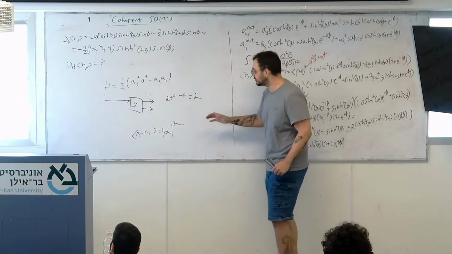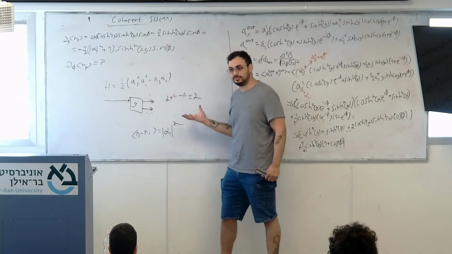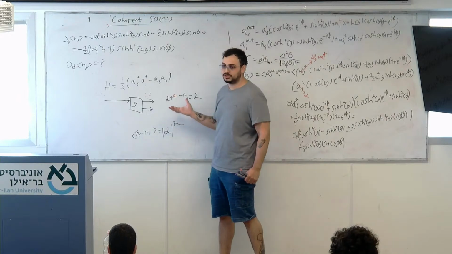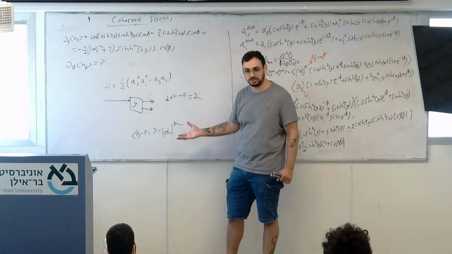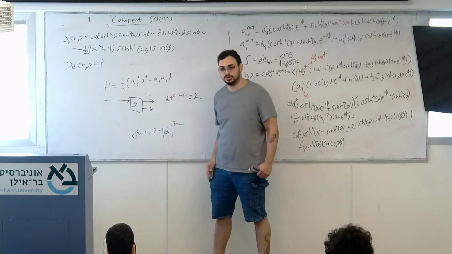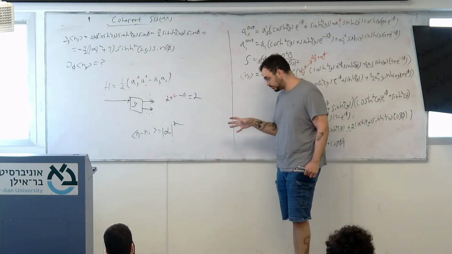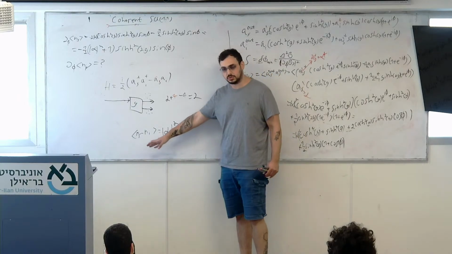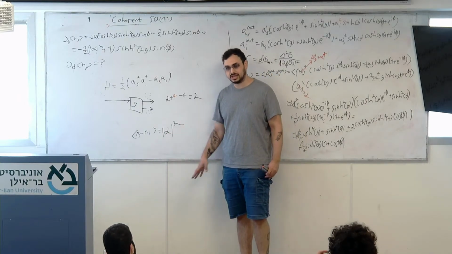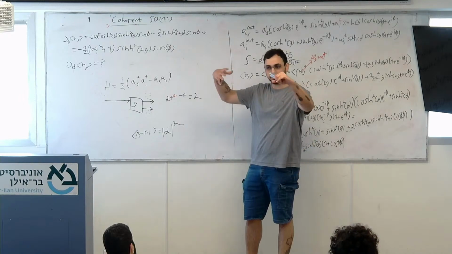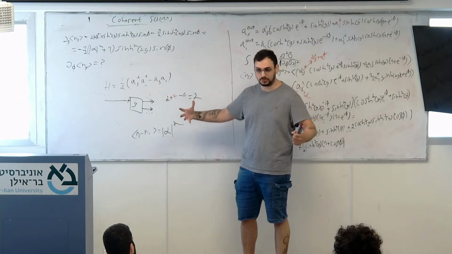So you can put as many squeezers as you want, as many phase components as you want. This difference will always be conserved, right? And just as a little enrichment, this is why it's called an SU11 interferometer. SU11 group, it comes from group theory.